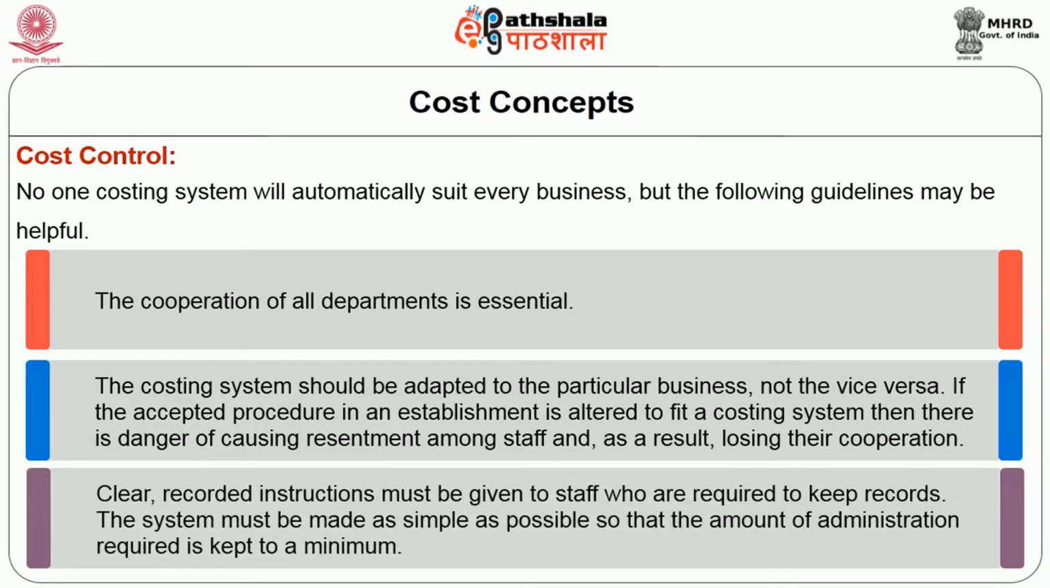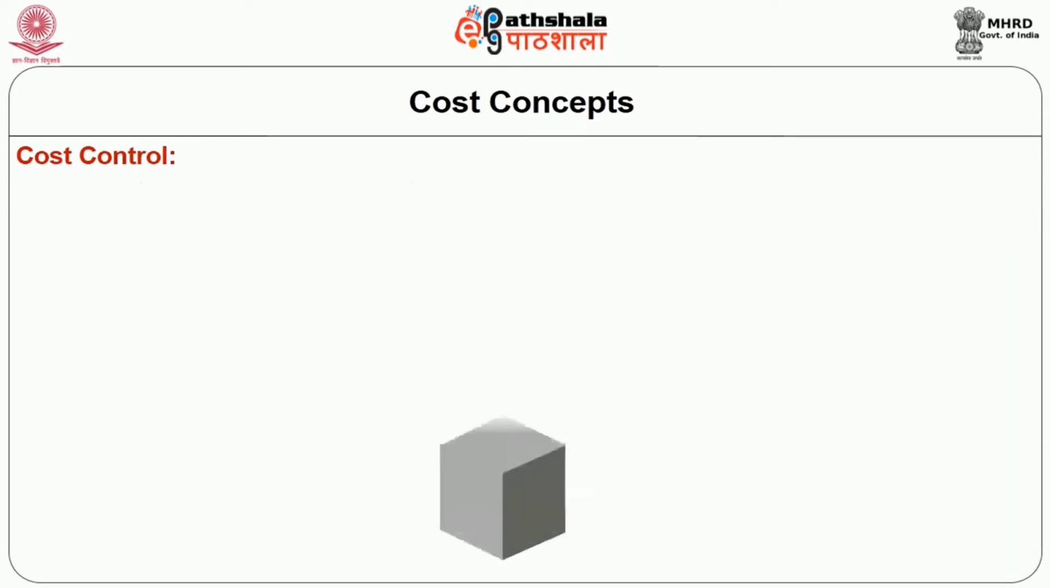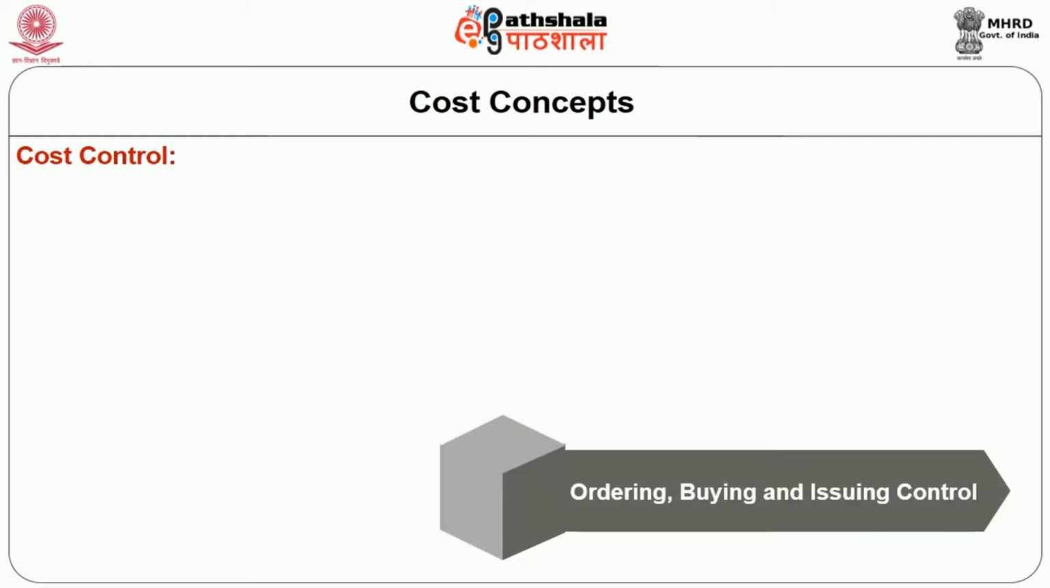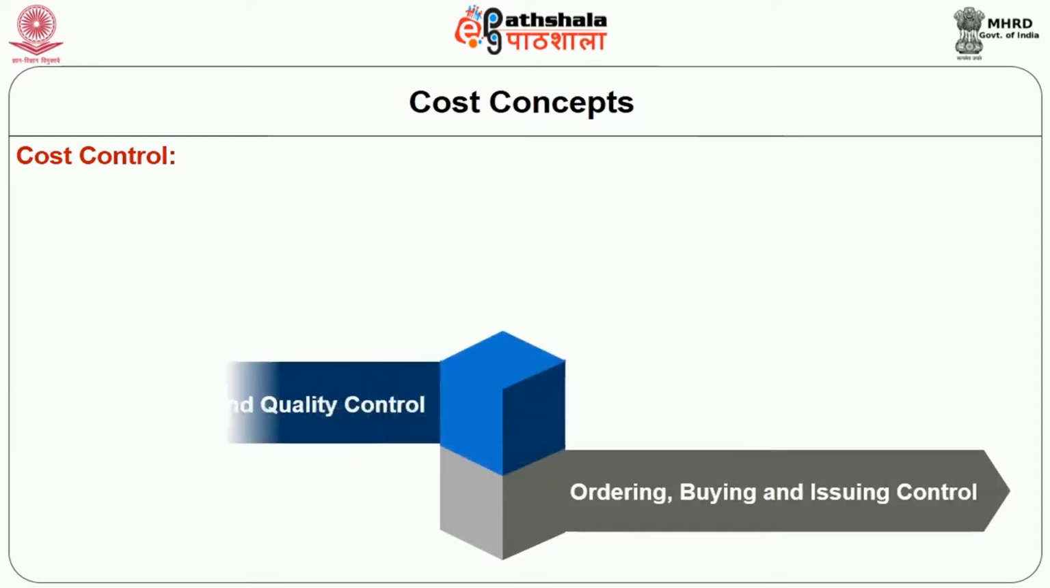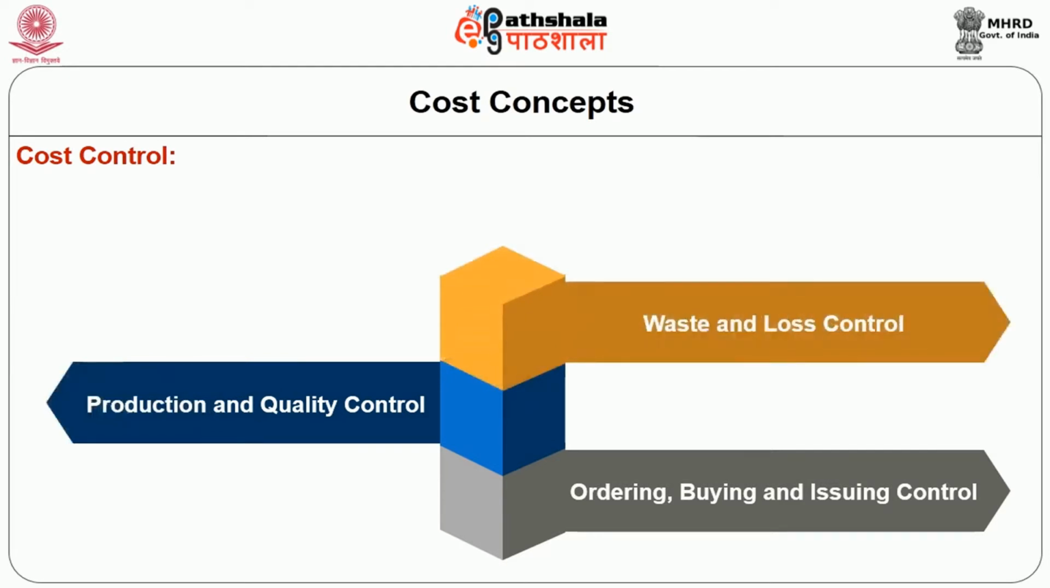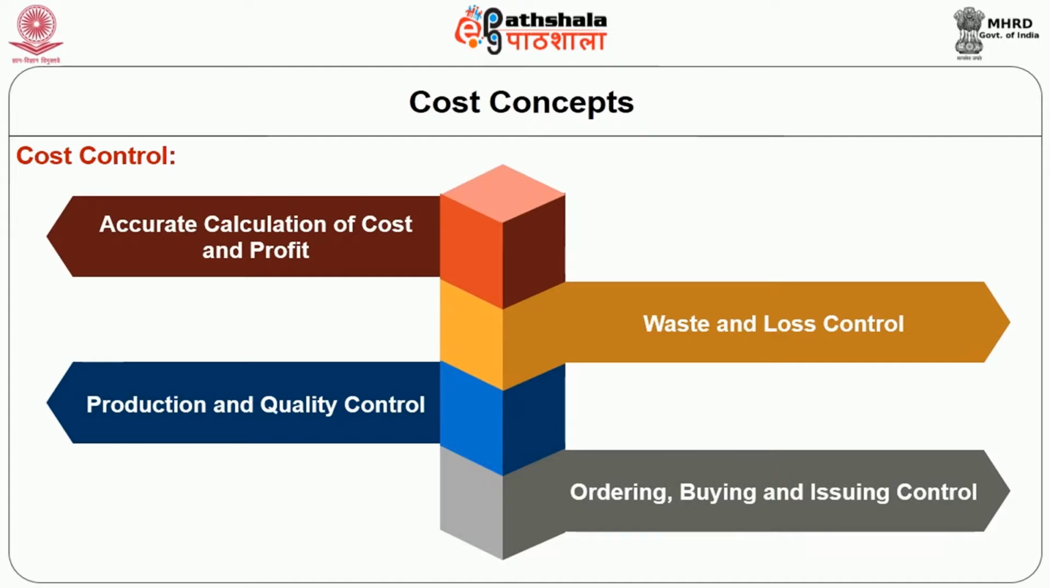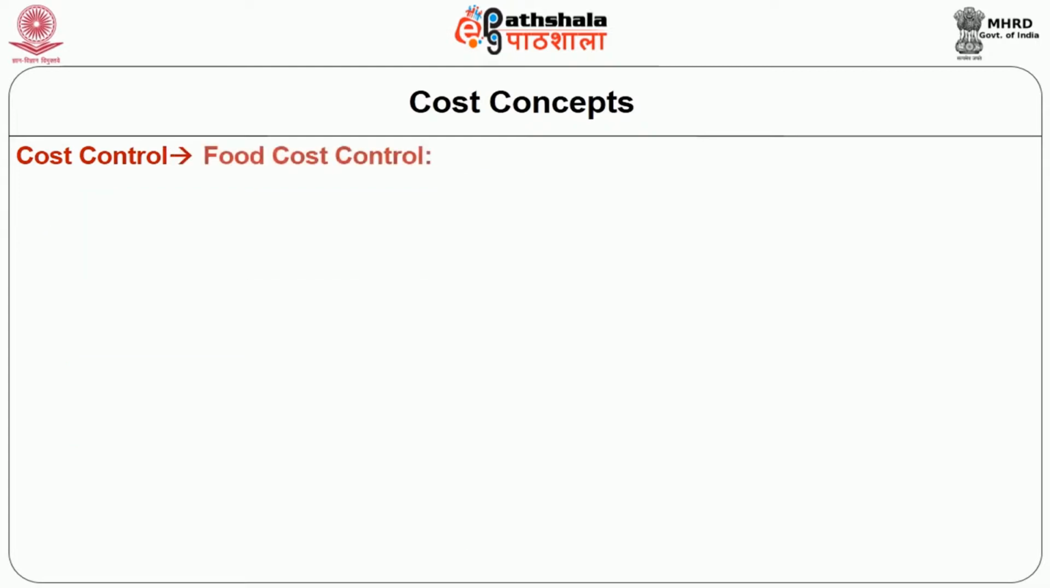Clear recorded instructions must be given to staff who are required to keep records. The system must be made as simple as possible so that the amount of administration required is kept to a minimum. This covers ordering, buying and issuing control, production and quality control, waste and loss control, the accurate calculation of cost and profit. Now let us see how to control food cost.